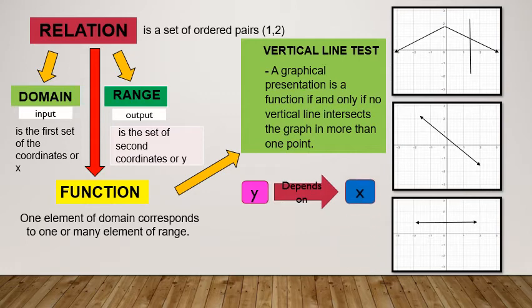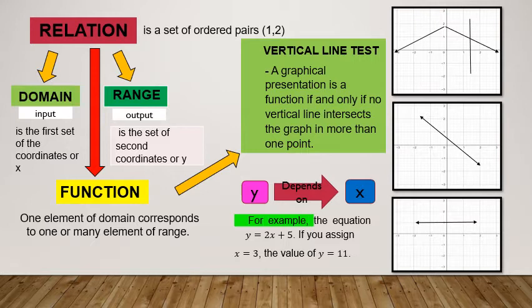And we can say that y depends on x. Remember the variables, we're going to use them as domain and range. For example, the equation y equals x plus 5. If you assign x equals 3, the value of y equals 11. So x equals 3 is the domain, and the range is y equals 11.